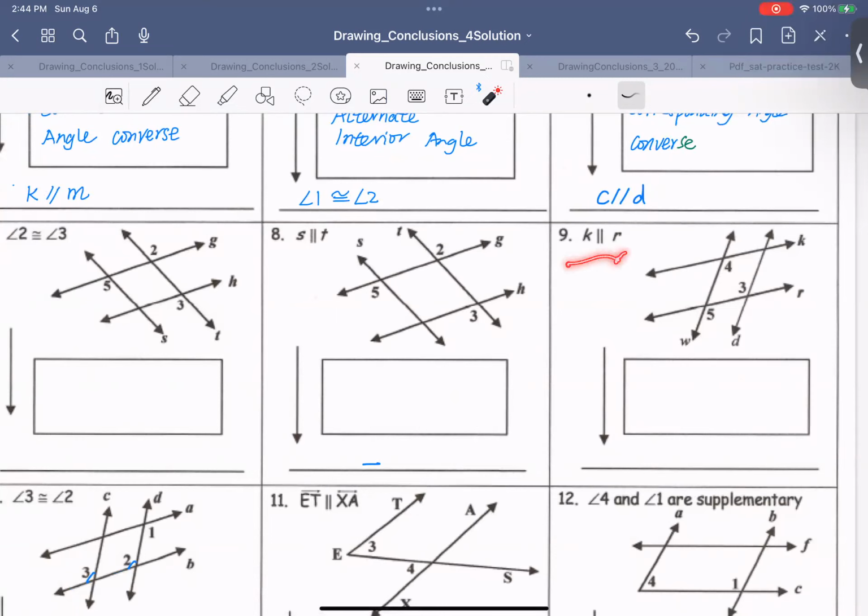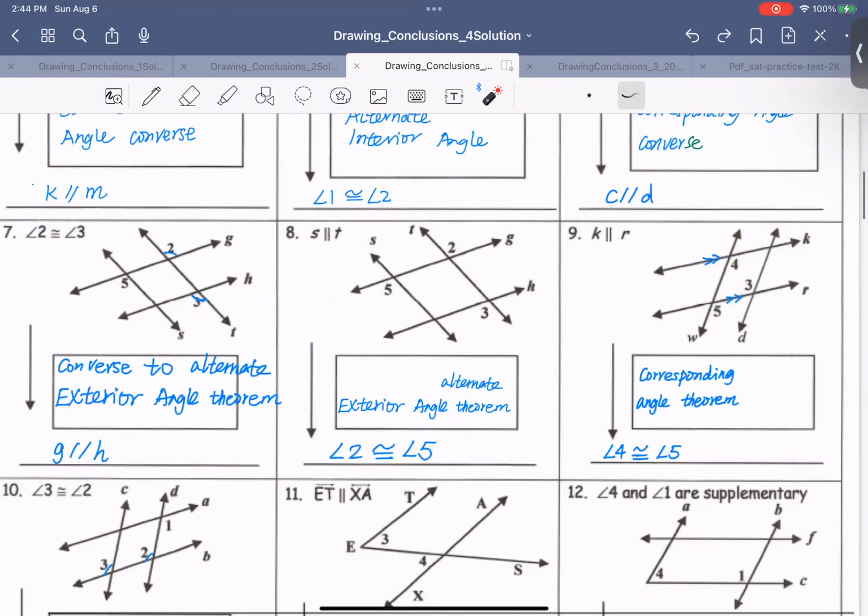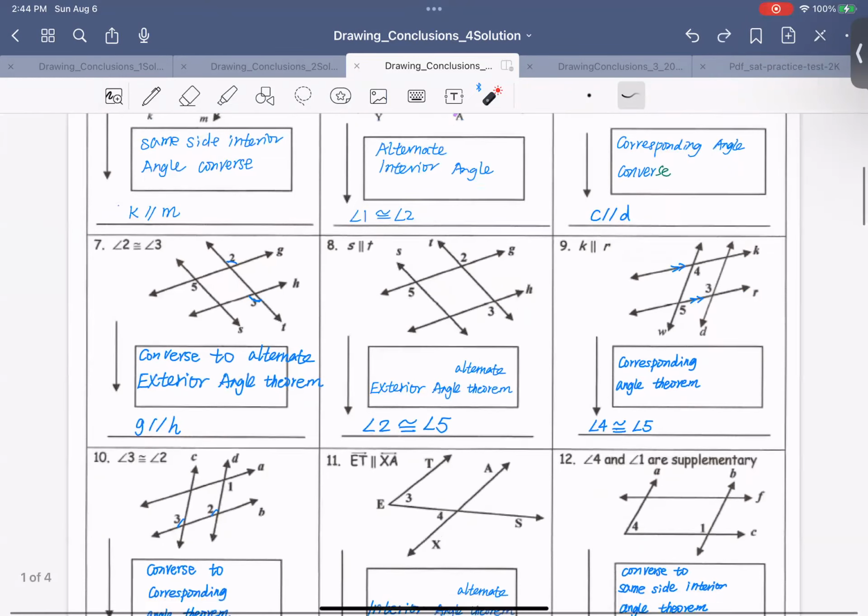Angle 4 and angle 5 are corresponding angles. Yes. You have K. Hold on. Watch out. These two. Yeah, angle 4, angle 5, corresponding angle. Okay? When you have just one pair of lines, it's easy. When you have multiple lines, we want to watch out carefully. Next one here.